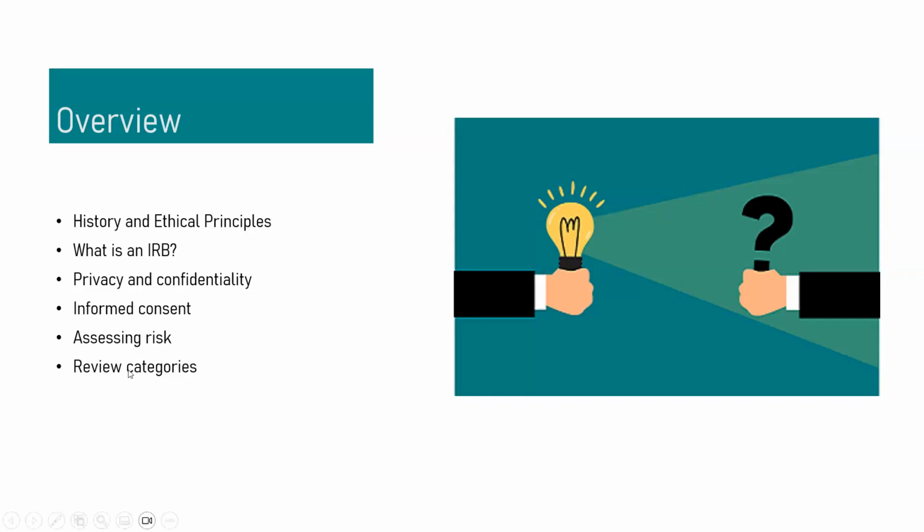And then finally, we're going to talk about the review categories. There are 3 review categories that you could be placed into by the IRB for your study based on your level of risk. We're going to talk about those as well.